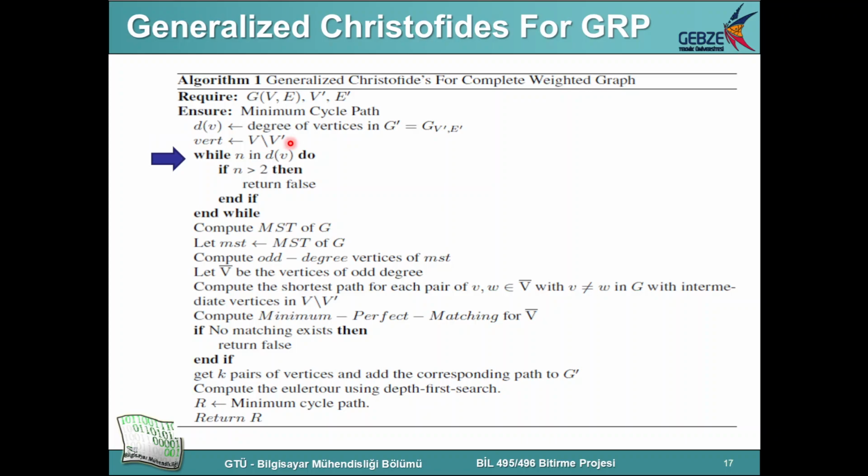And in this while loop, we check if there's any vertex whose degree is bigger than 2. If there is, then there won't be a GRP tour, and we terminate the program. If there is not, we continue and find the MST just like the normal Christofides, compute the odd degree vertices, compute the shortest path for each pair, compute the minimum perfect matching, compute the Eulerian tour using depth first search, and return the minimum circle path.